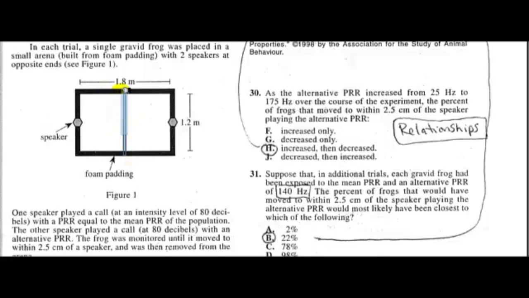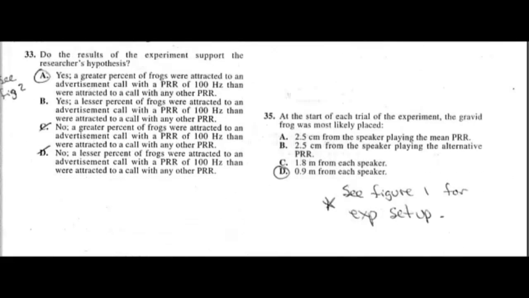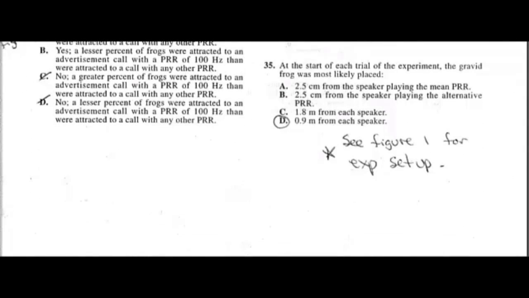What is half of 1.8? Well, half of 1.8 is 0.9. So when we scroll down to our answer choices, the center of that box will be 0.9 meters away from each speaker, and therefore will be the correct answer. Remember, if you're asked about the experimental design, just go up and look at the diagrams, which will usually be in one of the figures above. Number 35, the correct answer, D.